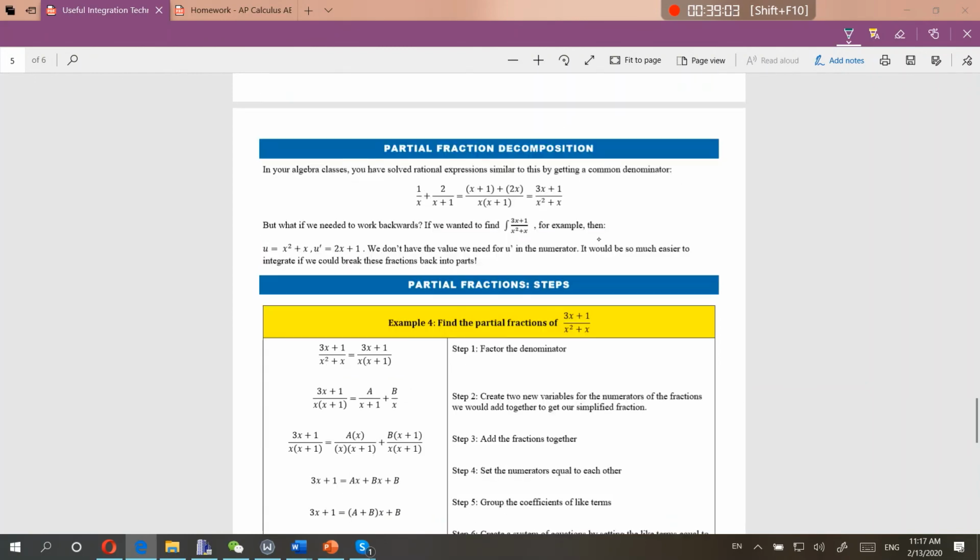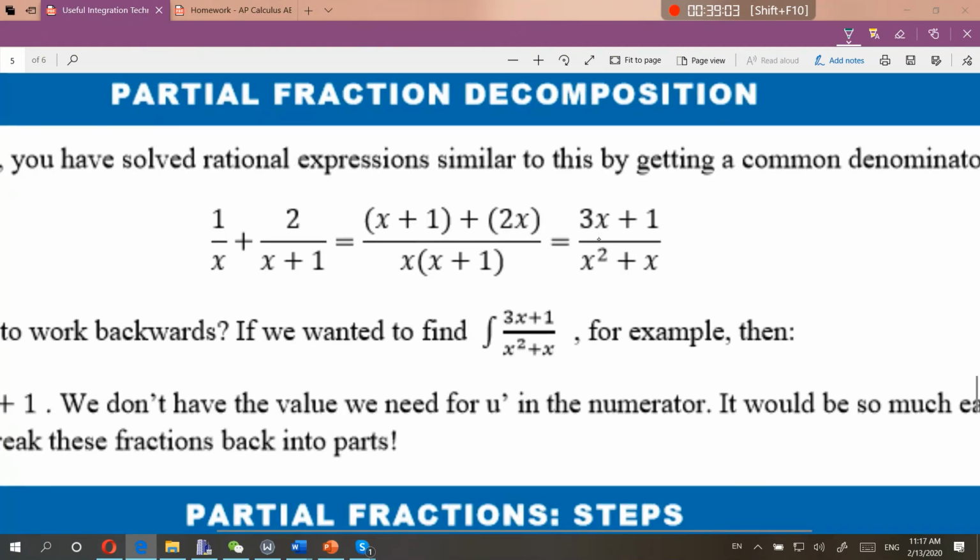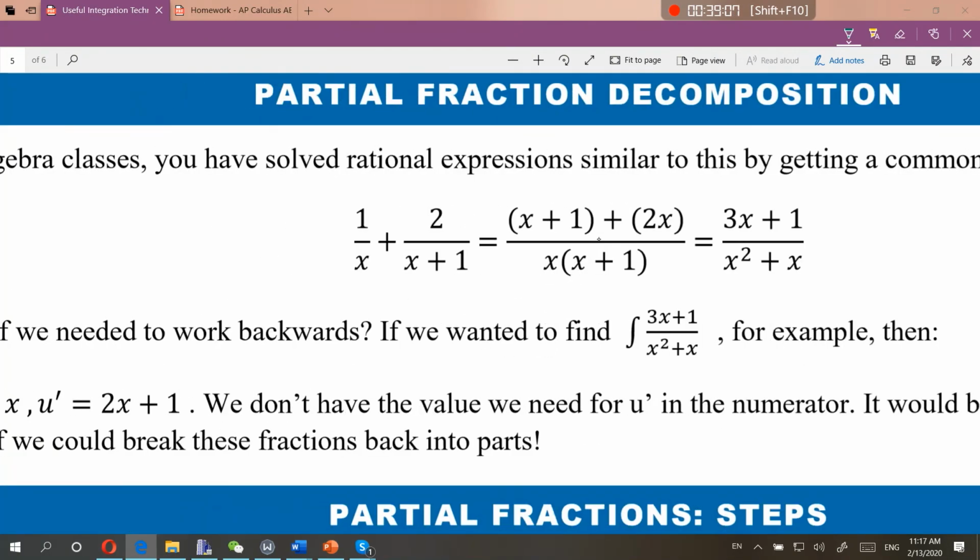Okay, so we've got partial fraction decomposition. The idea is, if I was going to add two fractions that did not have a common denominator, I could cross multiply to give them a common denominator and then add the numerators, right? So if I wanted to work backwards, I wanted to start here and break it apart into smaller parts.